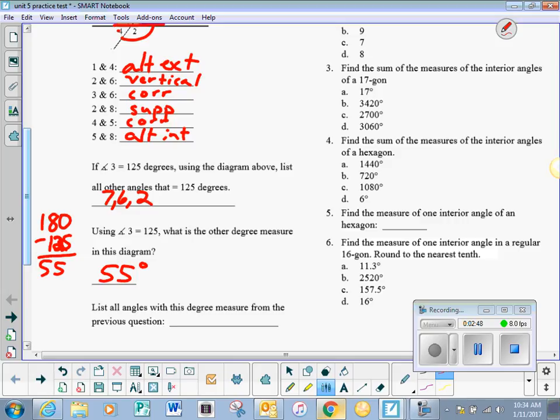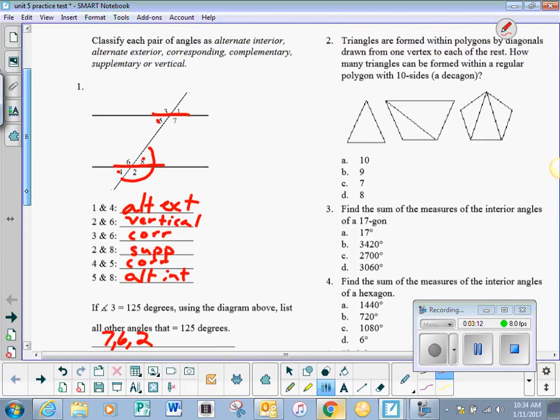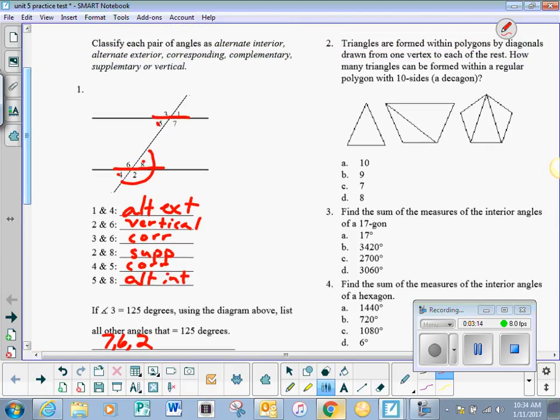Okay, what other angles are 55 then? Well, everything besides 3, 7, 6, and 2, right? So 1, 4, 5, 8. Then you would have got half. Yep. So don't. Okay. This goes to those notes we took that one day.